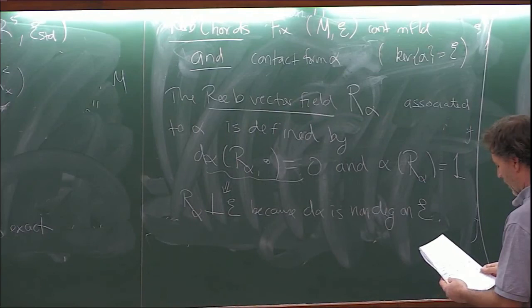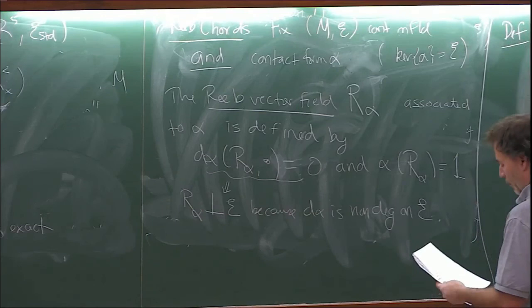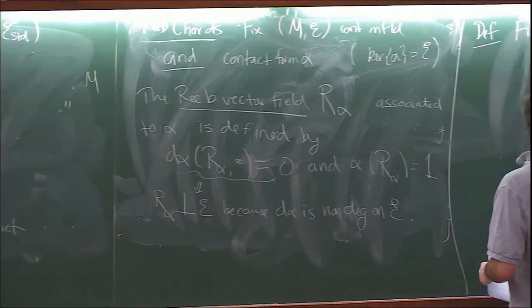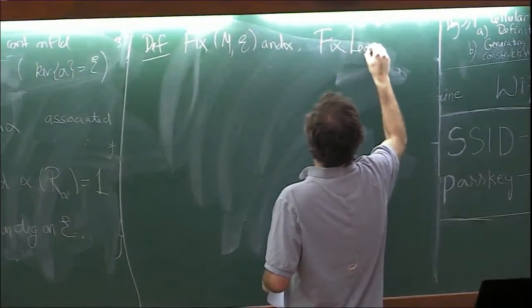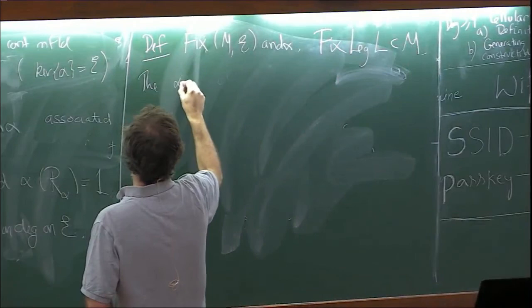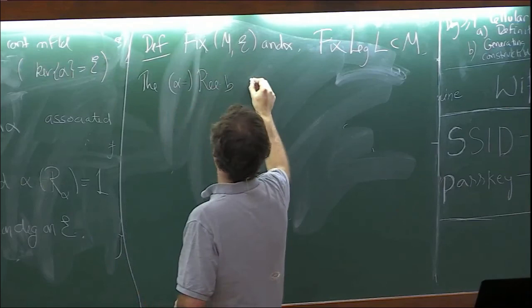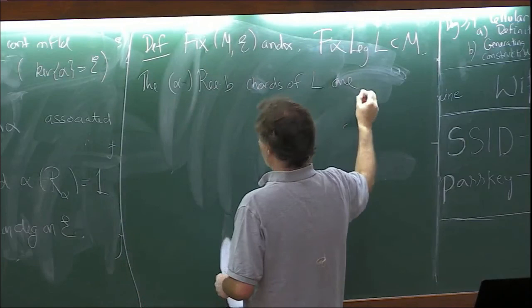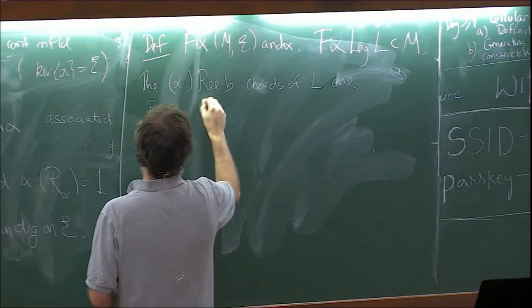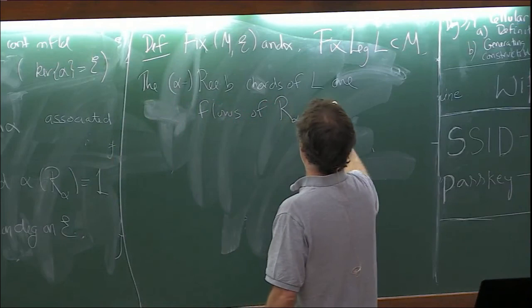And then the next thing we need to define are the Reeb chords. We fix M, Xi, and alpha. And now we also fix a Legendrian L, then the alpha Reeb chords of L are Reeb flows, or flows of the Reeb vector field, that start and end on L.